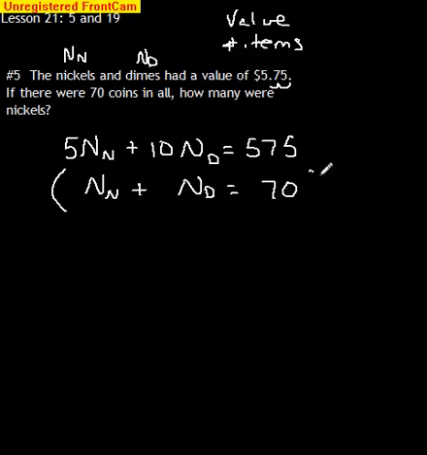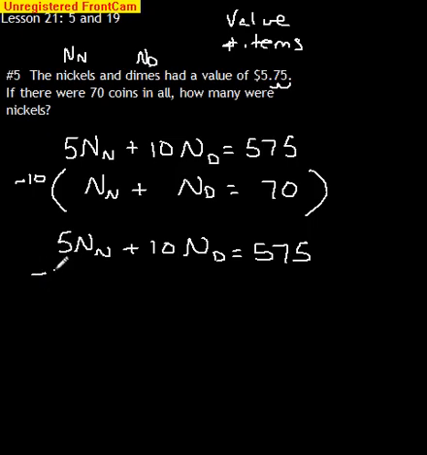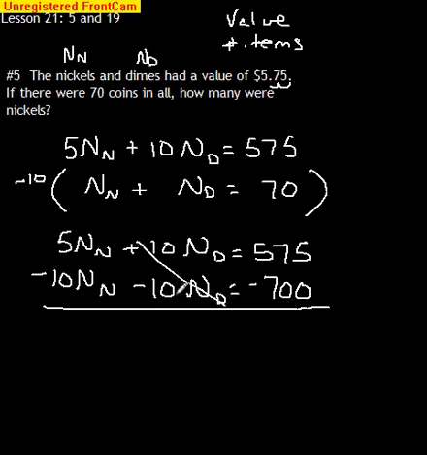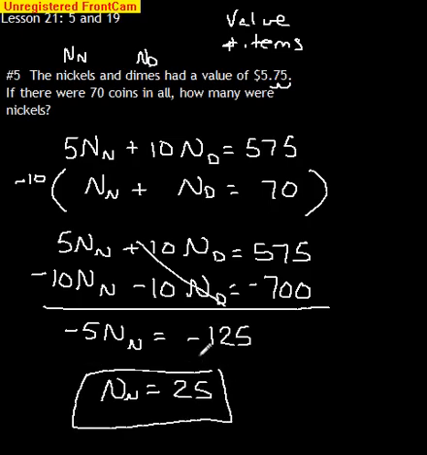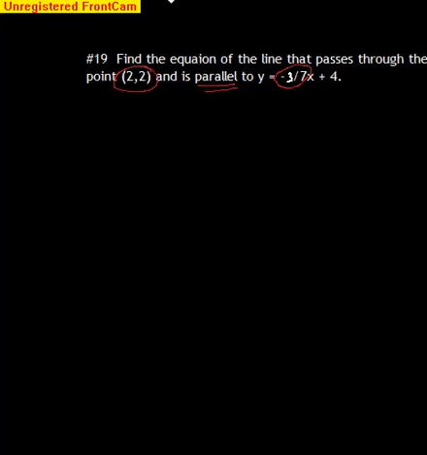Solve these simultaneously by multiplying the bottom one by -10. So we get 5 nickels plus 10 dimes equals 575. Multiply everything by -10: -10 nickels minus 10 dimes equals -700. Add those together, the dimes eliminate, so you get -5 nickels equals -125. The number of nickels equals 25. All they ask for is how many were nickels, so you don't have to find the number of dimes. Okay, onward.